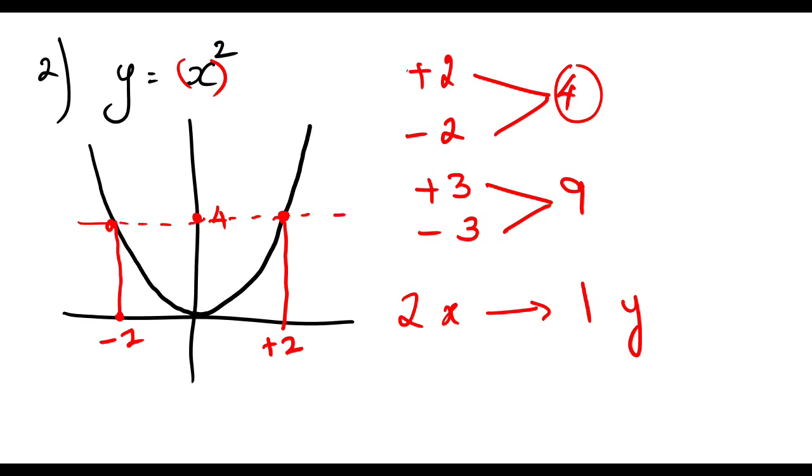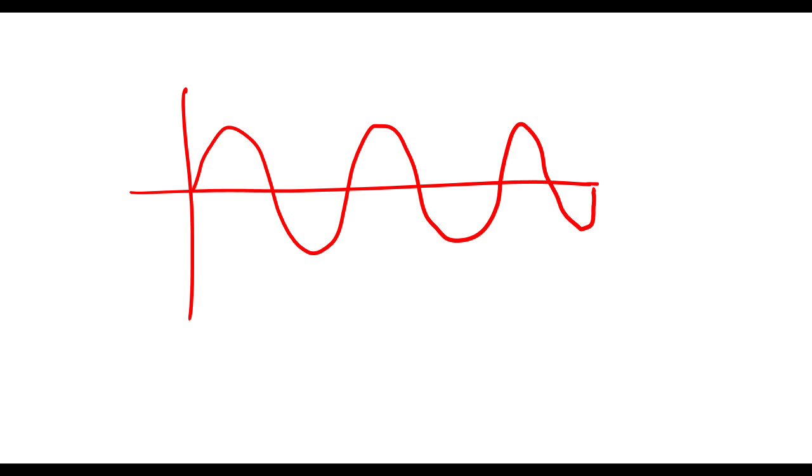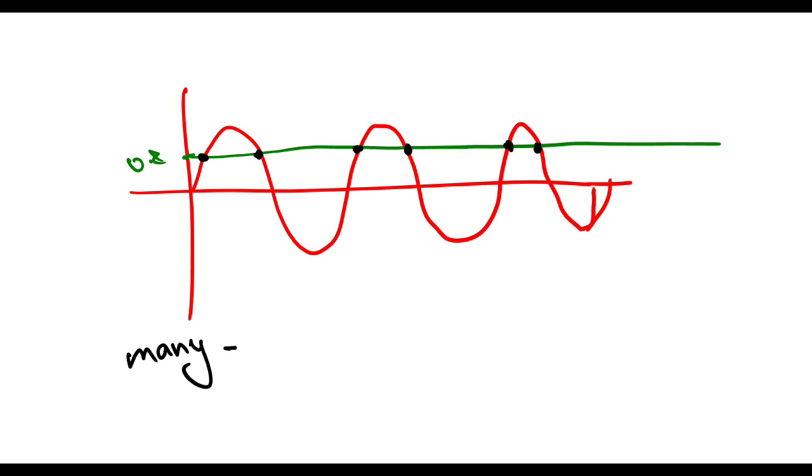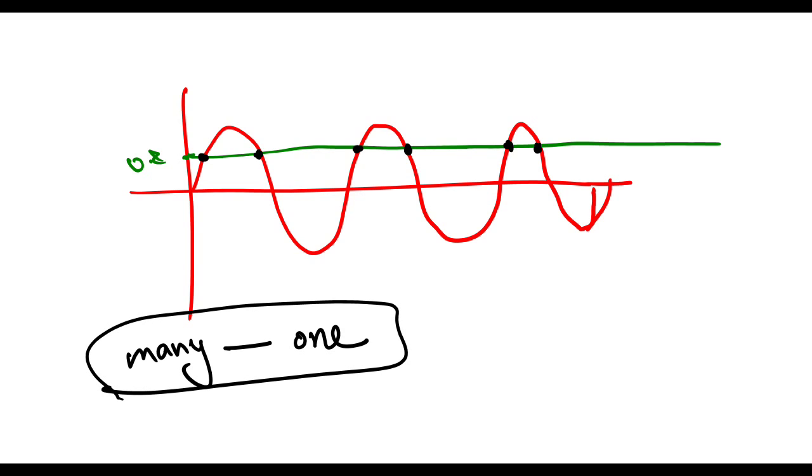For example, if you take the sine curve, or even the cos curve, any periodic curve, you can see that if you say this is 0.8, and if you draw a line across, you can notice that there are so many x values that give the same y value. So which means many x values giving one y value. So this is called a many to one relation, where many x values give one y value.